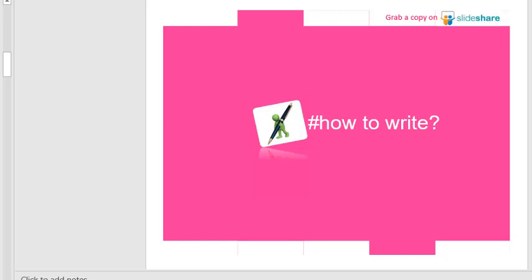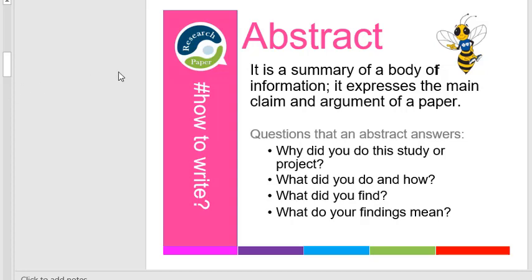Now the next question is how to write a research paper. To write a research paper, you should know about each component of the research paper. First of all, we will go through the abstract. What is an abstract? It is a summary of a body of information. It expresses the main claim and argument of a paper. It is the whole summary of your research paper that you write at the end but place at the top of the research paper.